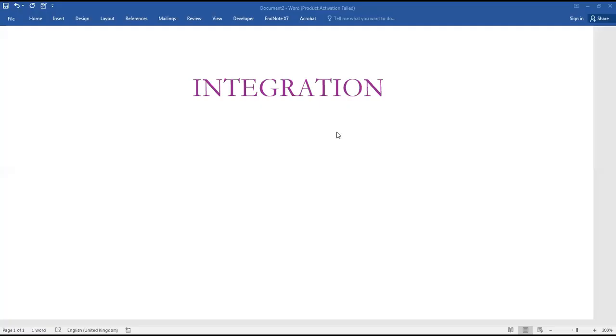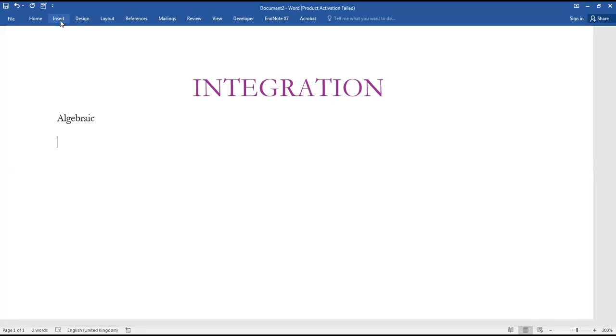Assalamu alaikum. The topic that we'll be doing today is integration. Integration is basically the reverse process of differentiation. The first thing that we'll be doing is algebraic integration.